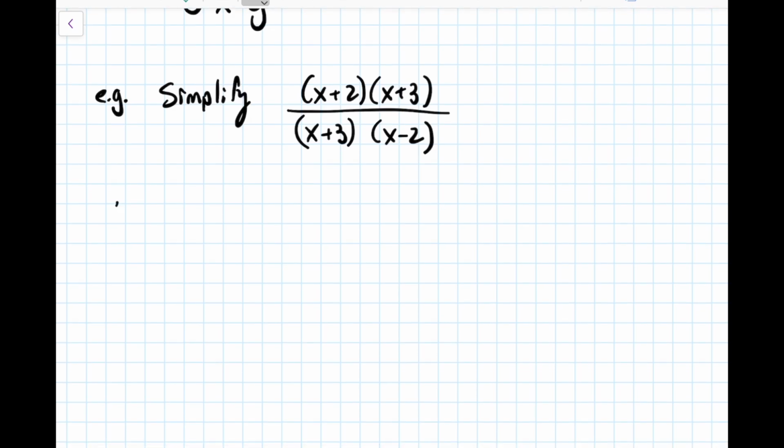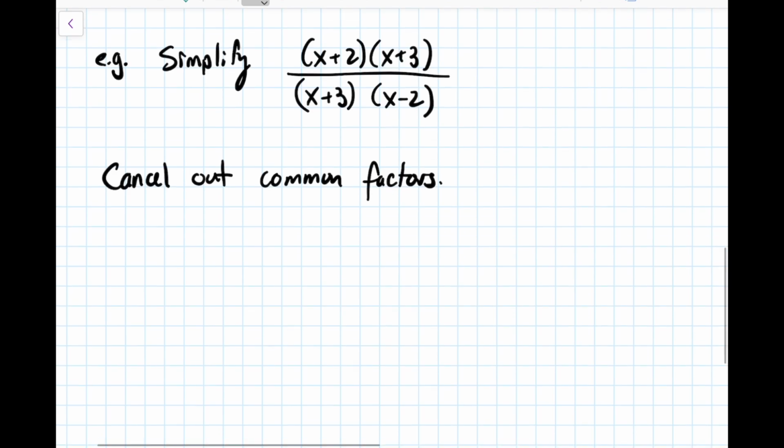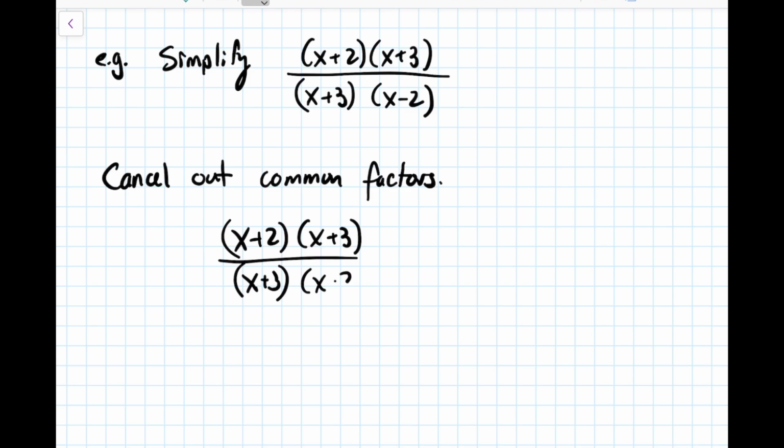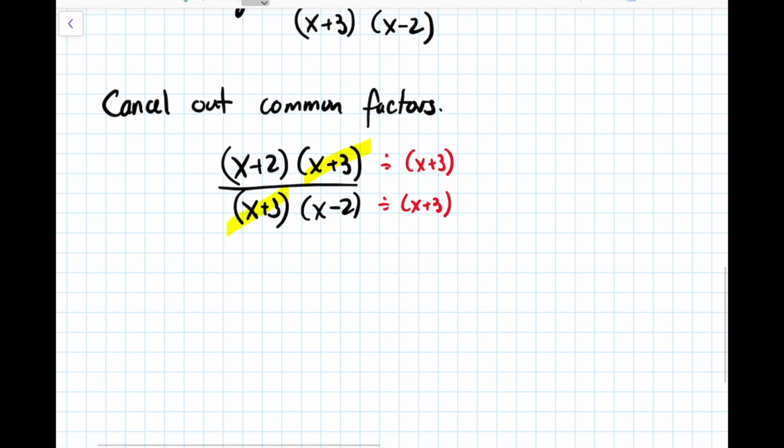So to simplify this, all we have to do is just cancel out common factors. When I say common factors, that means factors that are exactly the same. So really all we're going to do here, if we've got our x plus 2 times x plus 3 over x plus 3 times x minus 2, we're doing this the same way we would any other fraction. We're just dividing the top and the bottom, in this case, by x plus 3. But when we do that, the x plus 3's in the numerator and denominator get canceled out. And what we're left with is x plus 2 over x minus 2.